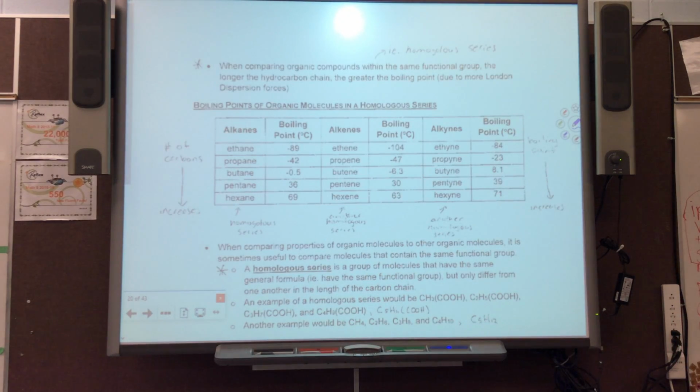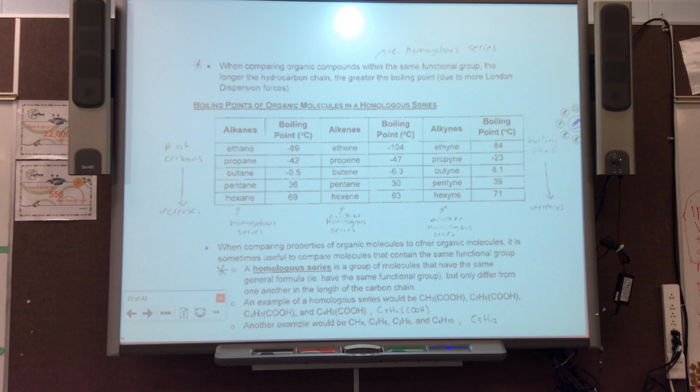When you're comparing compounds with the same functional group, we call that a homologous series. The longer the hydrocarbon chain, the greater the boiling point. And that goes all the way back to the very beginning of Chem 20, when we talked about the different bonding types. All compounds have London dispersion forces, but in nonpolar molecules we see homologous series. Okay, so boiling points in a homologous series.